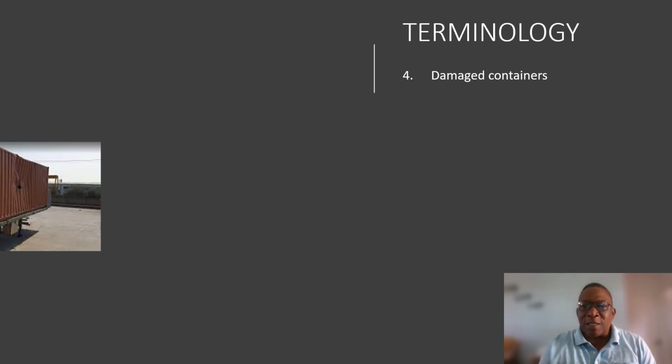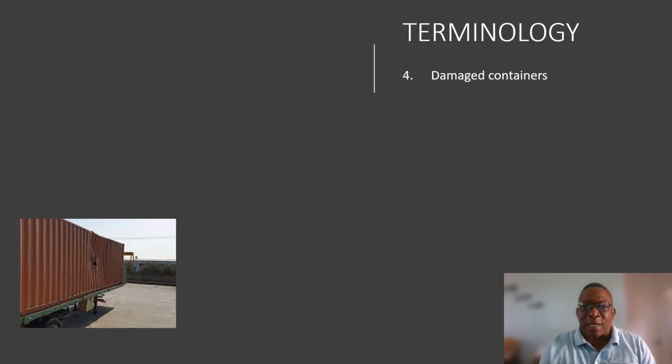Now let us look at 4. In this exercise, we are going to be looking at some special containers. These containers have been classified as DC, which is damaged container, as you see in the lower left. The dimensions of the containers are affected by dents, so wires will have to be used to unload.